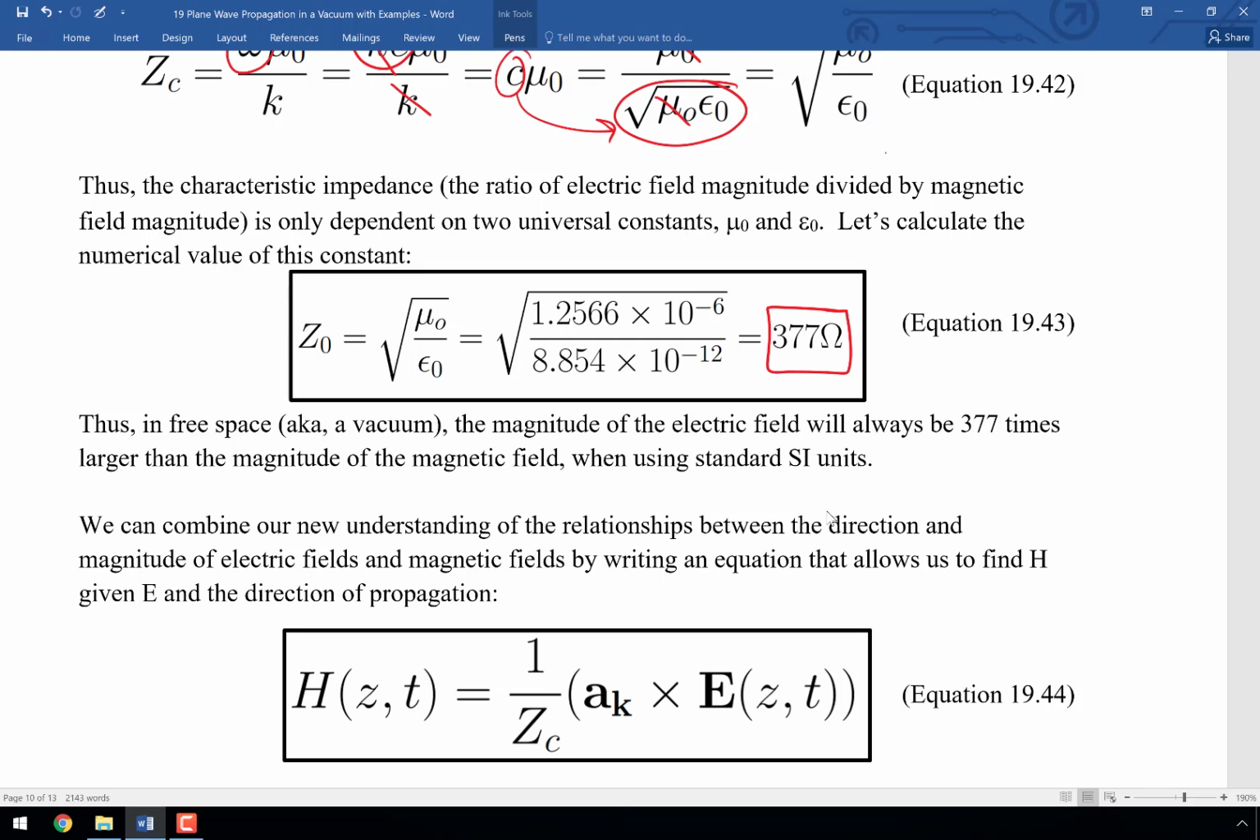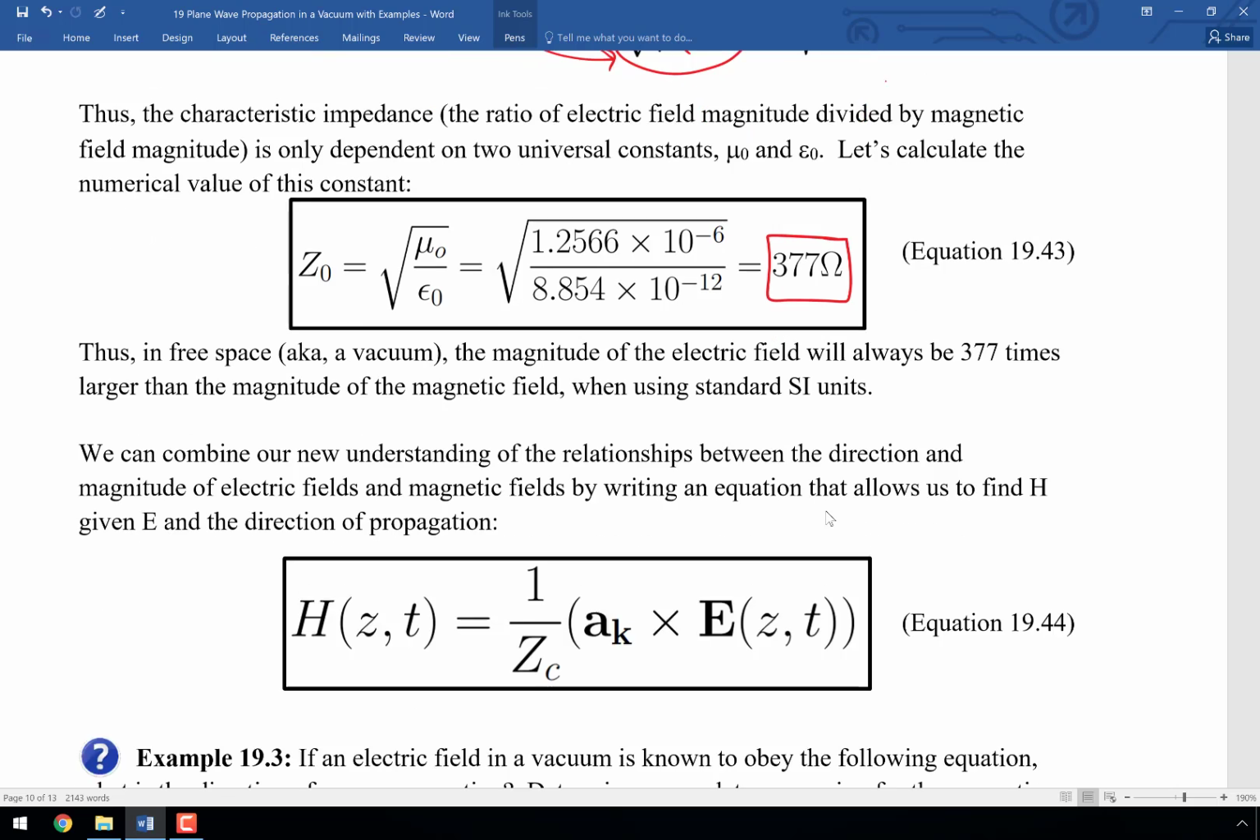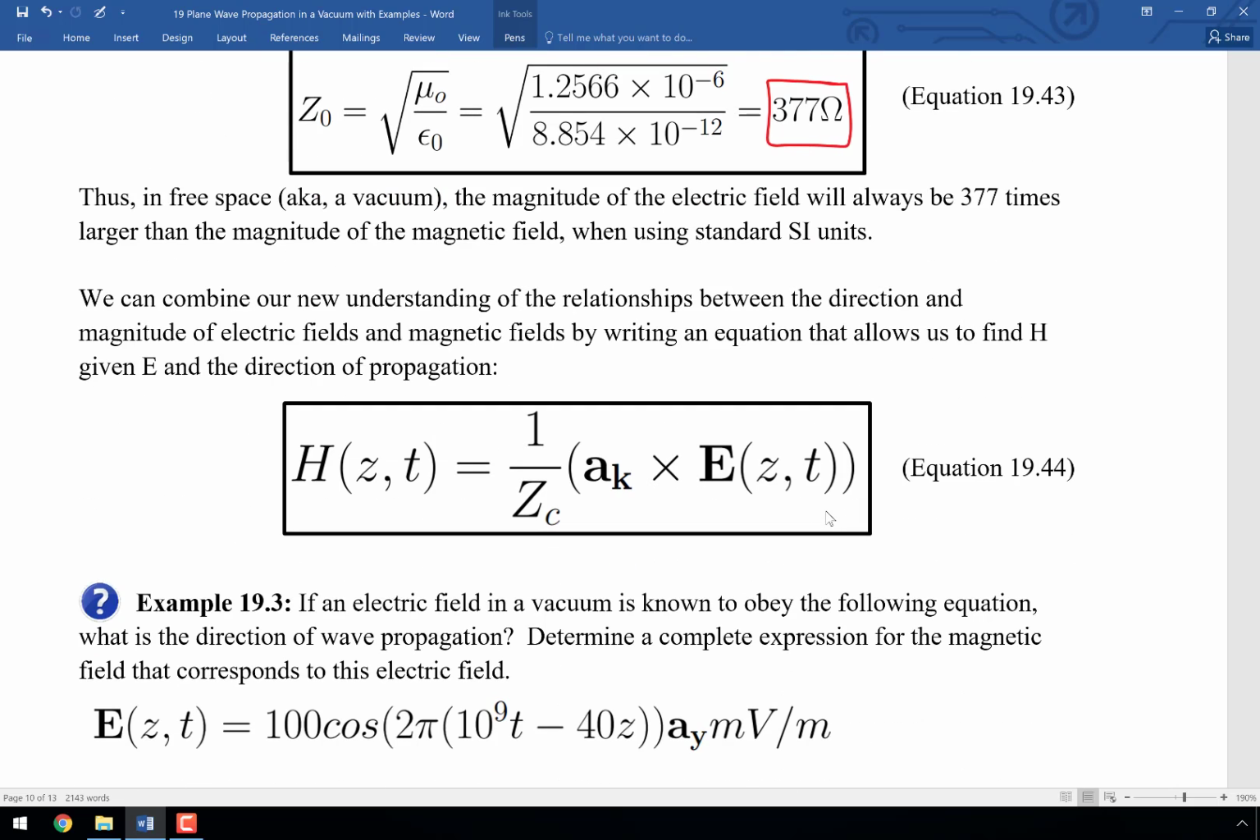So we know that the magnitude of the electric field will always be 377 times larger than the magnitude of the magnetic field when everybody's using SI units. So we can combine our understanding of the relationship between the magnitudes. So here you can see this is going to deal with the magnitude, and then this one's going to deal with the direction.